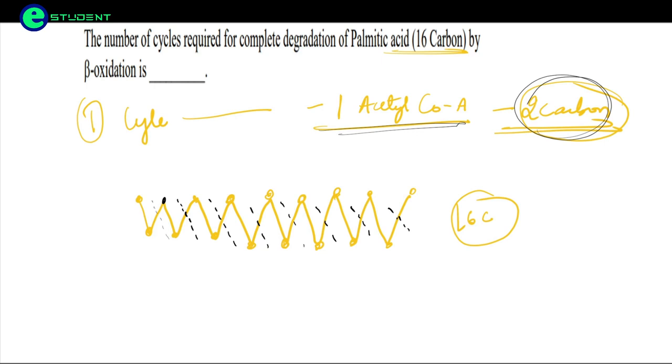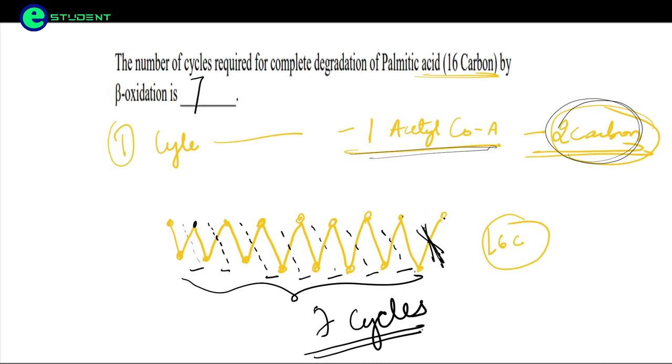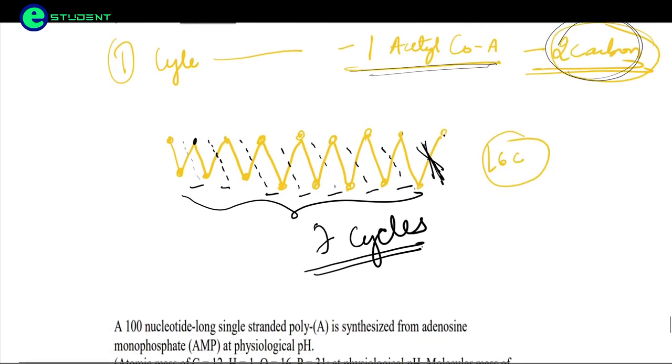Sorry, here it will not be able to break, because here no breaking, because they are 3 carbon here. Okay, so here it will not be able to break. So it will be breaking with 1, 2, 3, 4, 5, 6, 7 cycles here. So 7 cycles. The number of cycles is going to be 7 cycles.